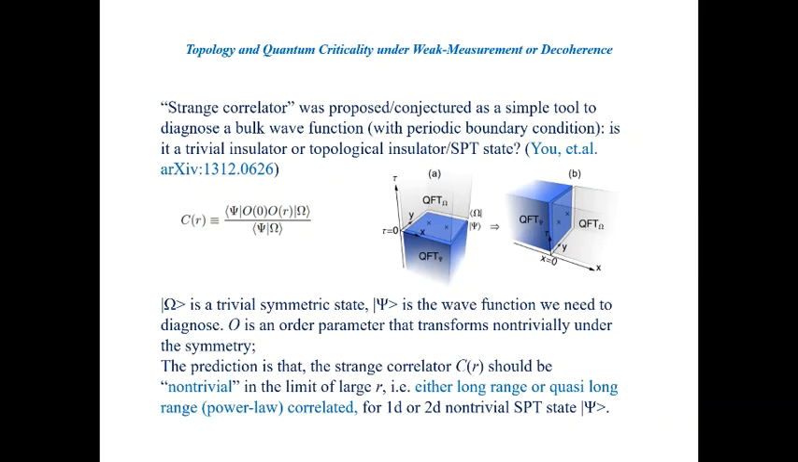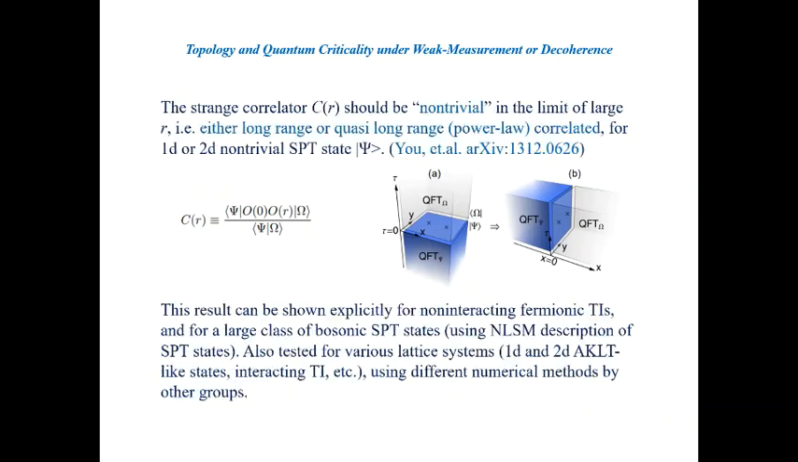But this topological order does not happen for a free fermion topological insulator, which means for a free fermion or weakly entangling topological insulator, we can still use this to diagnose the 3D case. But for strongly entangling bosonic SPT states in 3D, I would have the concern about the boundary being topological.